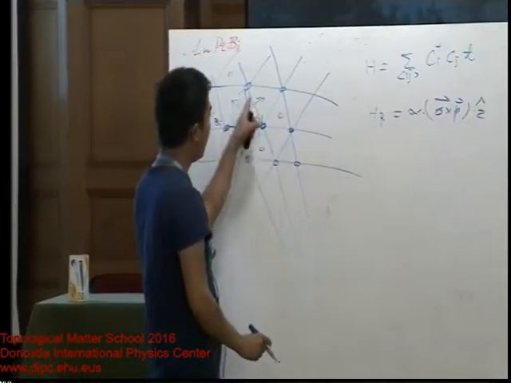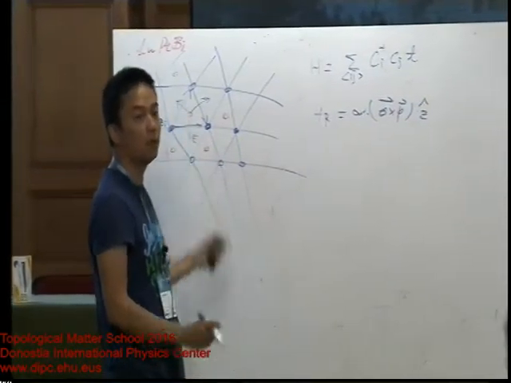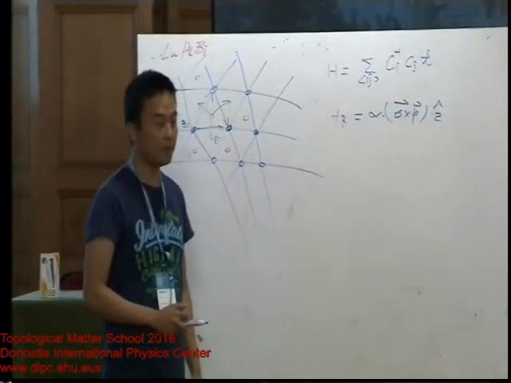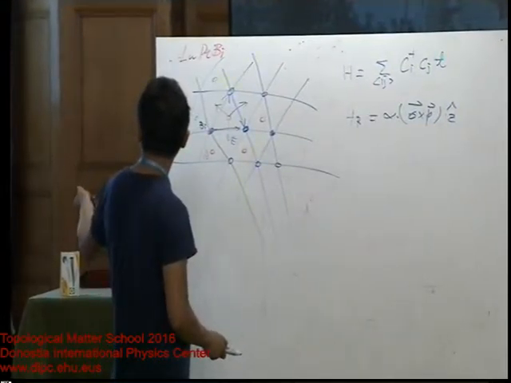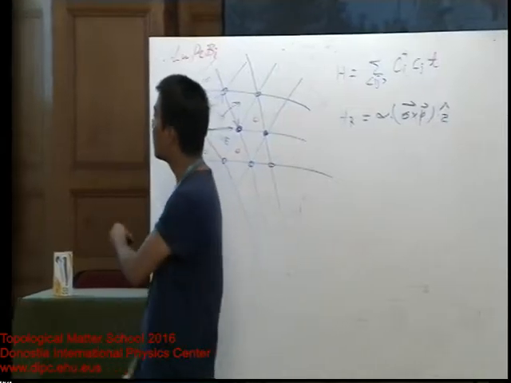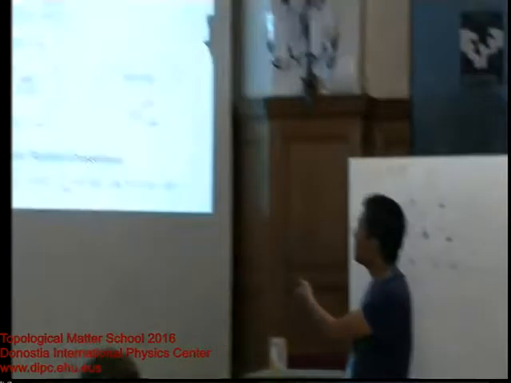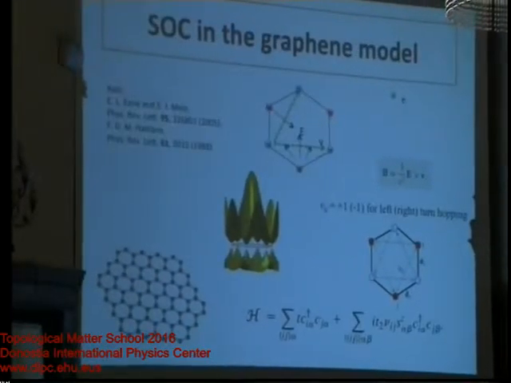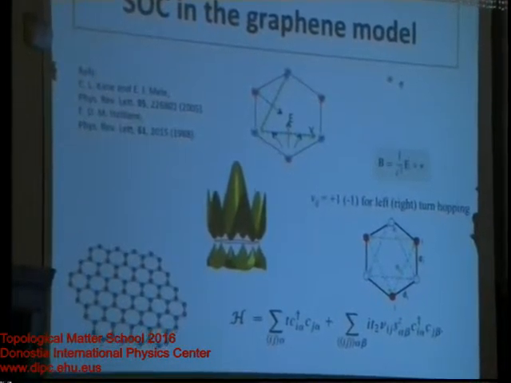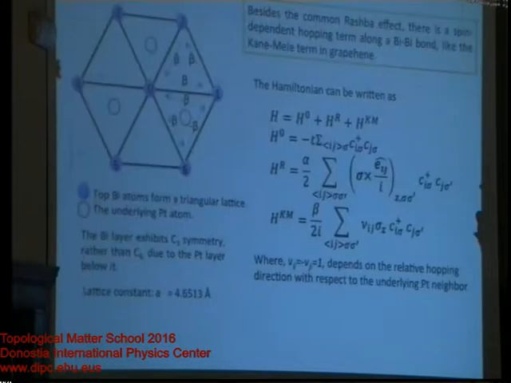And that means when you hop clockwise or anticlockwise, the spin has a preference. And then we have to add a term similar to the graphene term. This term was first introduced by Haldane, then generalized in this paper by Kane and Mele in 2015. This is the first paper where they proposed the topological insulator term. And here, I just simply call this term the Kane-Mele term.